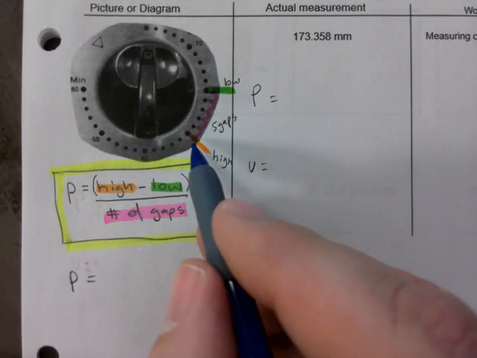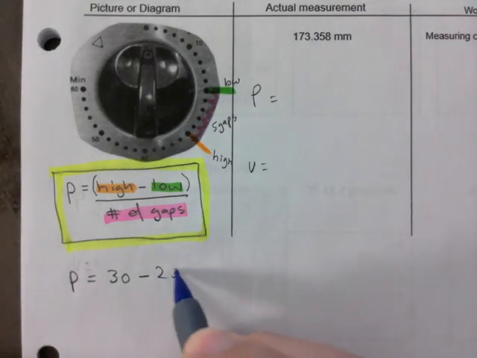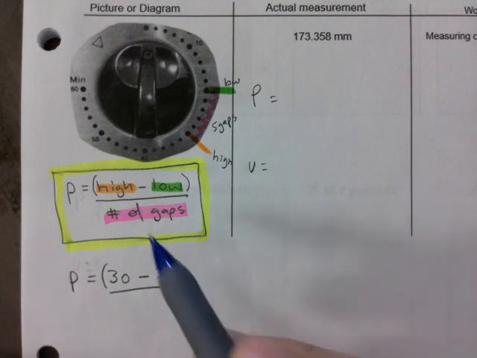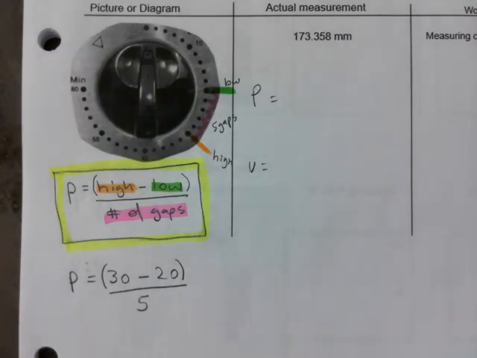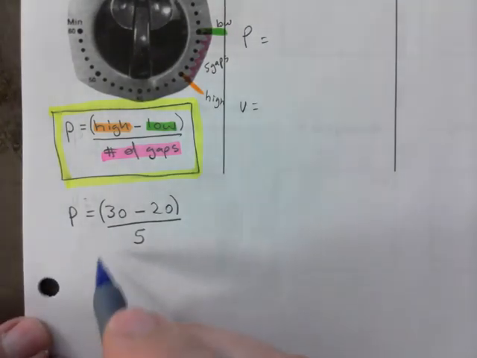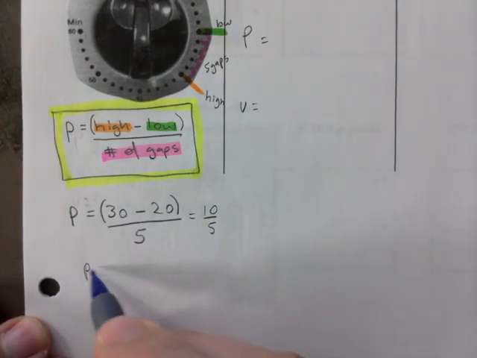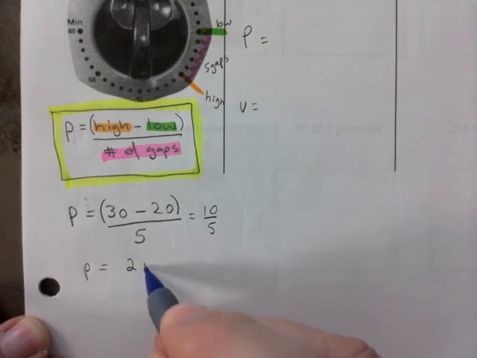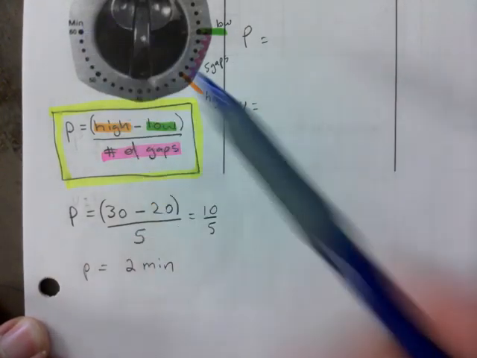So your high number is 30. Your low number is 20. Make sure you put that in brackets or else it all goes down the drain, okay? How many gaps? I counted 5 gaps between the numbers, okay? So here it is. Let's put it to the test. So that would be 10 divided by 5. So precision is 2 what? What are my units? Minutes, right? Yeah, it says it right here that it's minutes.